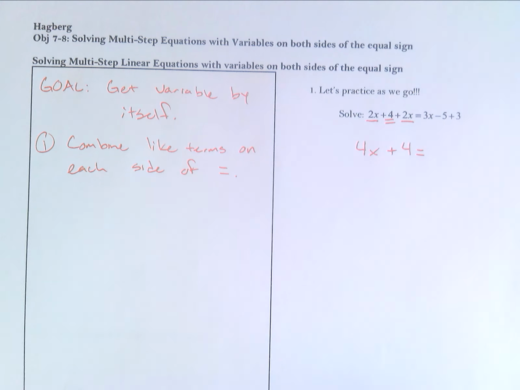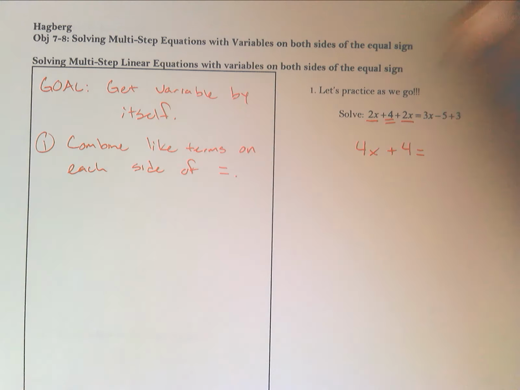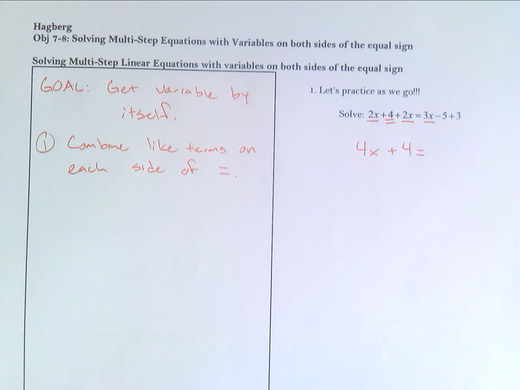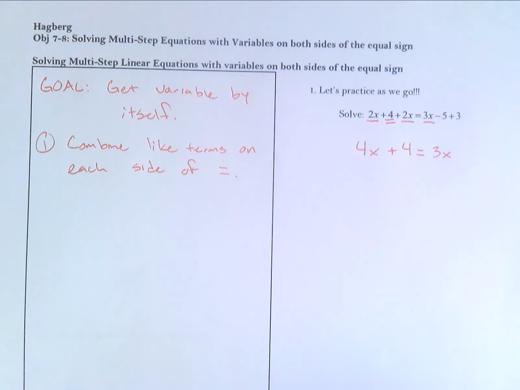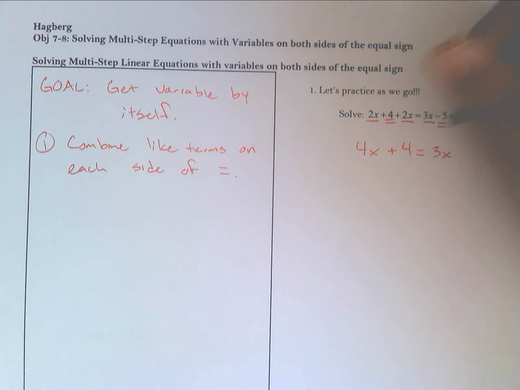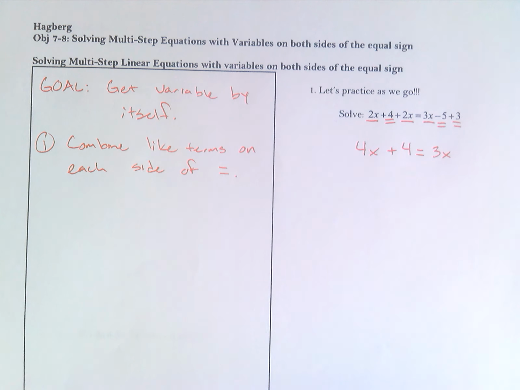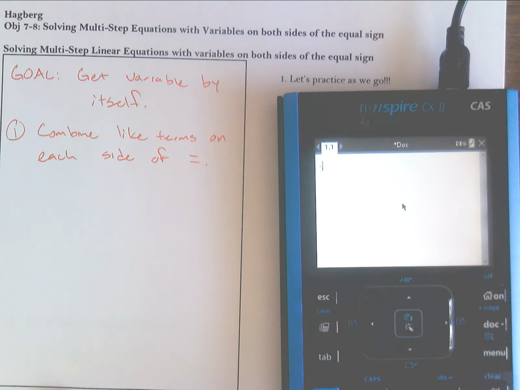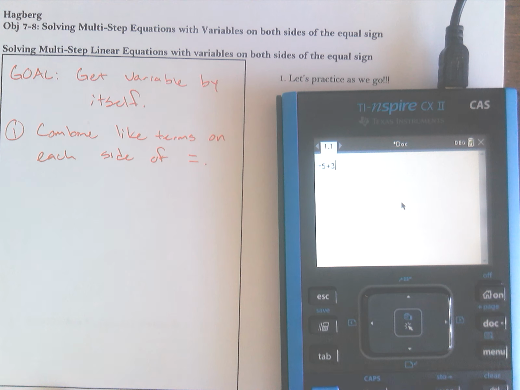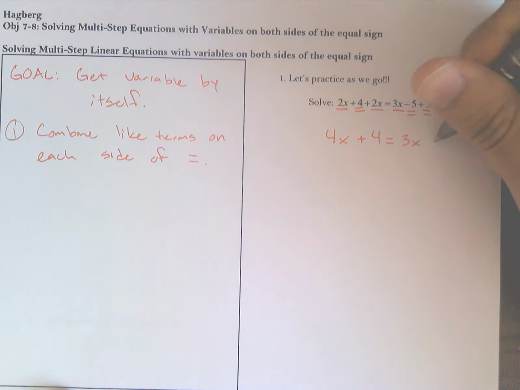On the right-hand side of the equal sign, we've got a 3x. Well, there are no other x terms on this side. There are no other variables. So this just gets brought down, 3x. But we've got a minus 5 and a plus 3. We can combine those. Negative 5 plus 3, we can check on our calculator. That gives us negative 2. So a minus 2.